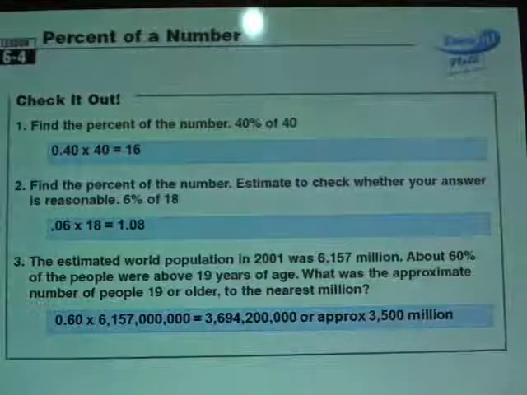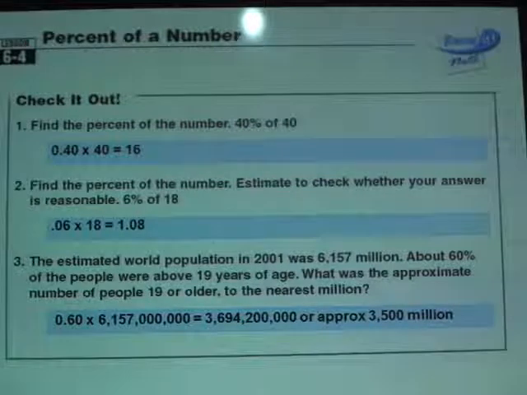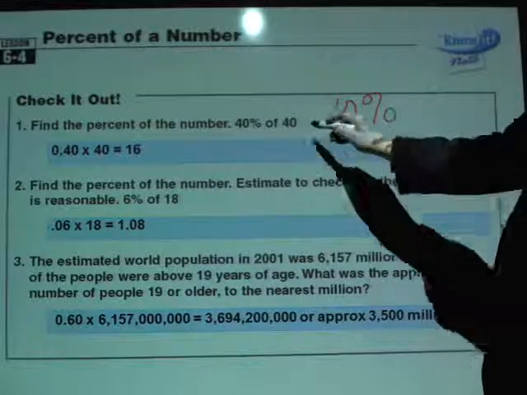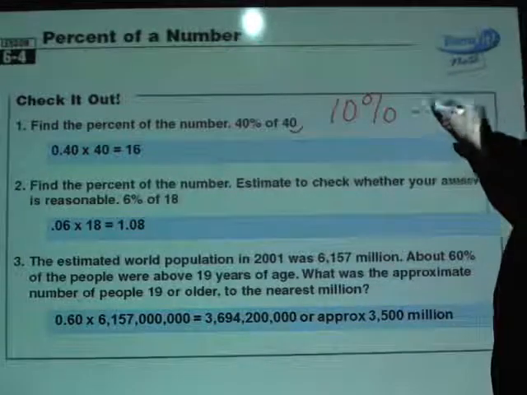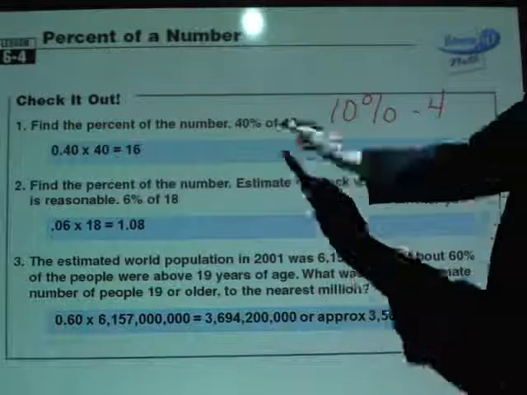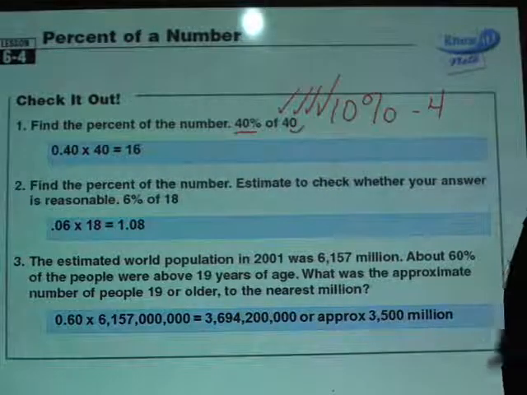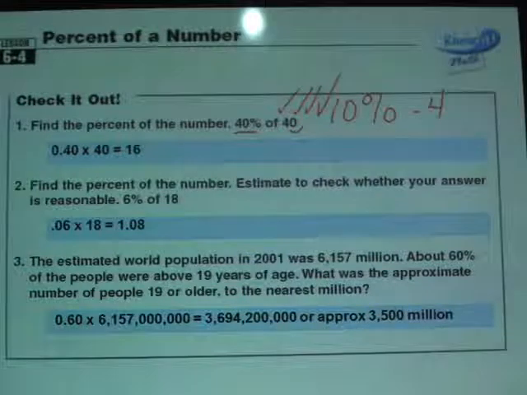All right, so let's go ahead and take a look here at the check it out examples to finish this presentation. Number one, we're finding the percent of the number, 40% of 40. Now this is one that we could actually do really quickly with the estimating techniques we learned. Remember, when we found 10%, we moved the decimal in one time, so that would be 4. And since they're asking me to find 40%, I'm going to use 10% 4 times. 4 fours would be 16.